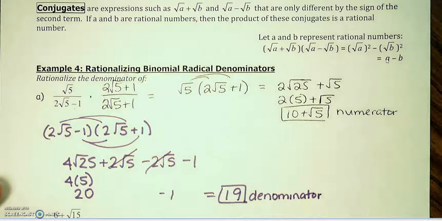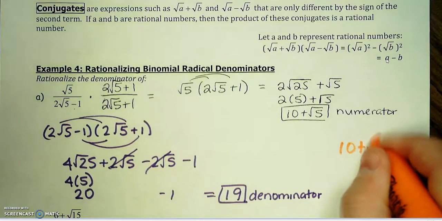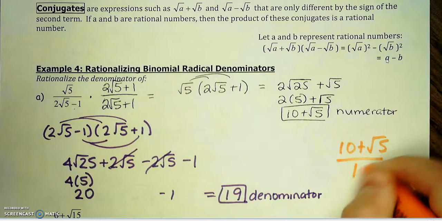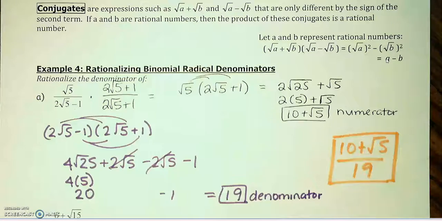And so my actual answer to the question then, this is my numerator, 10 plus the square root of 5 over my denominator, which is 19. Now, if for some reason you could reduce that, you would want to. In this case, you can't.